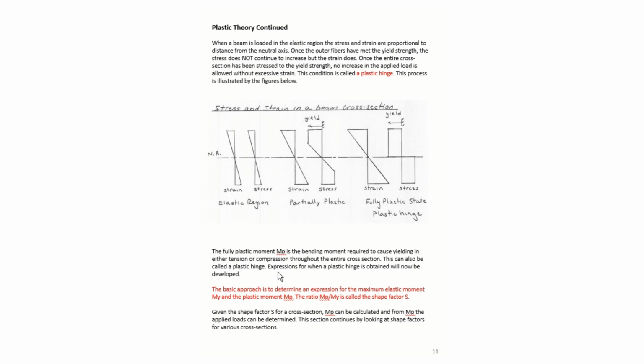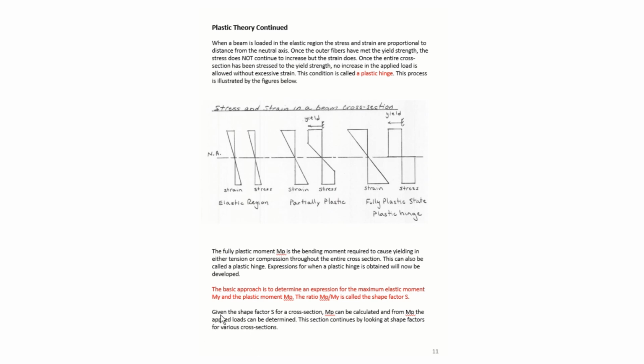And we can come up with expressions for when this plastic hinge or this plastic moment has been developed. The basic approach is to determine an expression for the maximum elastic moment, which we're going to refer to as MY, and then the plastic moment, MP, can be obtained. And we often refer to the ratio of MP, the plastic moment, over the elastic moment as the shape factor. For most common cross sections, this shape factor value can be looked up in the steel construction manual or other manuals. And so the shape factor is the ratio of the fully plastic moment over the elastic moment.